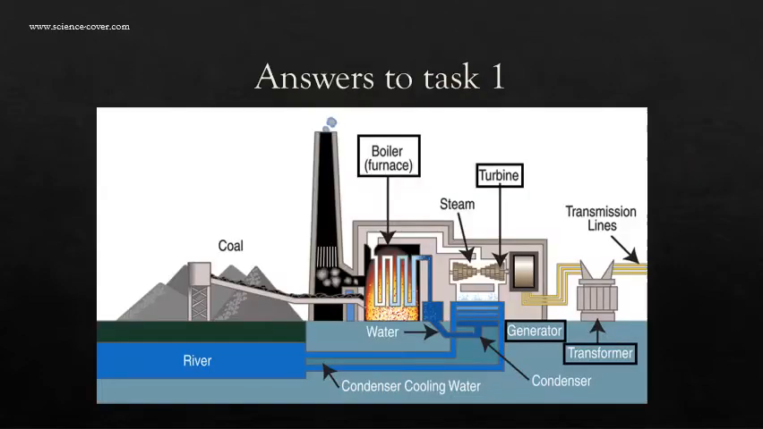Pause the video and complete task 1. Let's have a look at the answer to task 1. The missing sections were the boiler, the turbine, the generator, and the transformer.